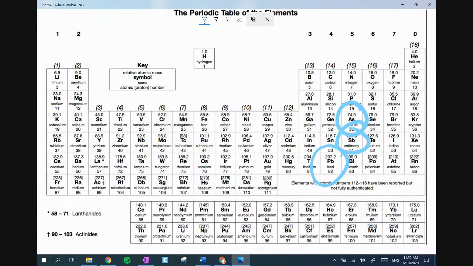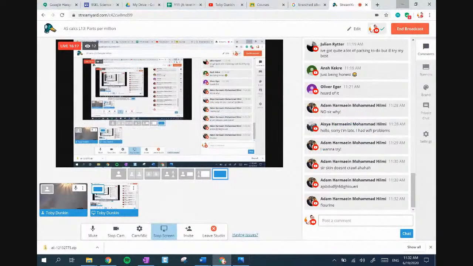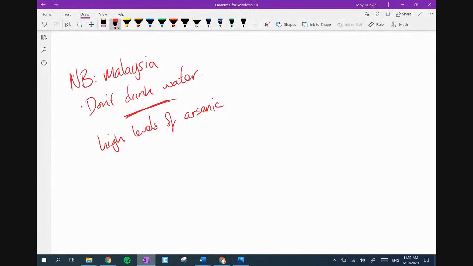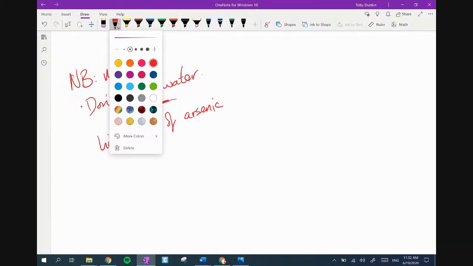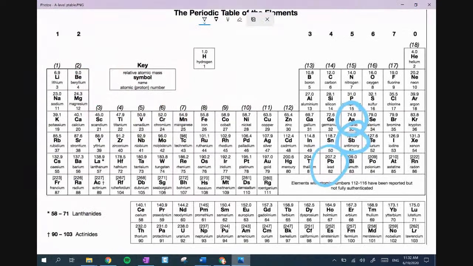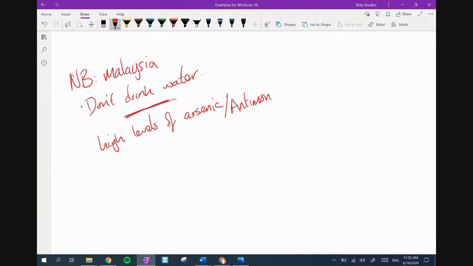Remember, fluorine, you've got to be careful. Not fluorine, but fluoride. That's different. That's actually added to the water supply in order to strengthen teeth and bones. I don't actually think Malaysia add it, funnily enough. They add chlorine. The chlorine is in the water system, so you're not going to get sick from actually drinking the water. I'll add the antimony on there as well. Arsenic and antimony. By the way, it's not actually particularly dangerous.